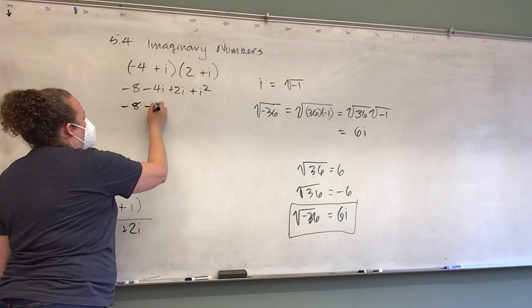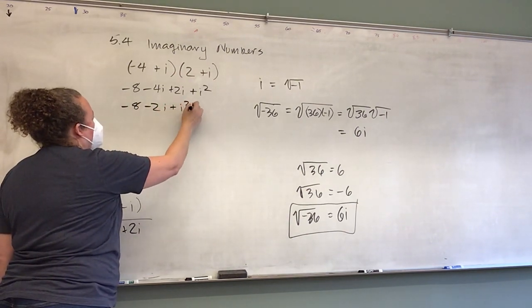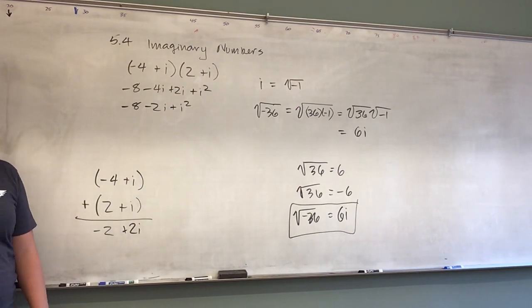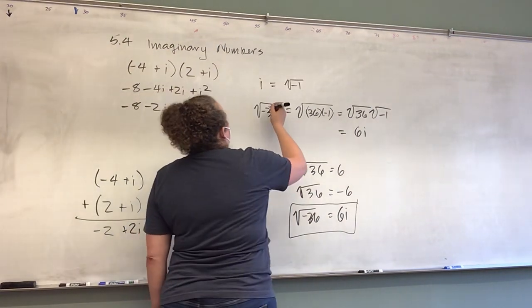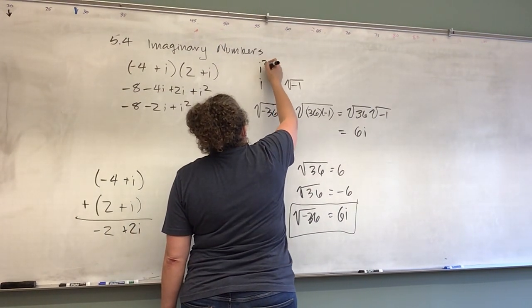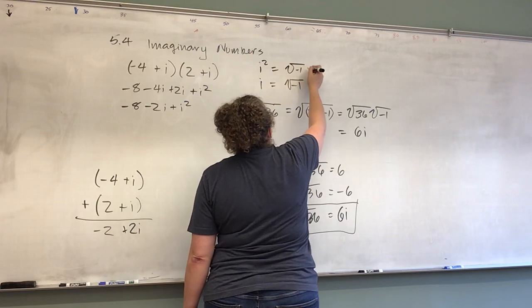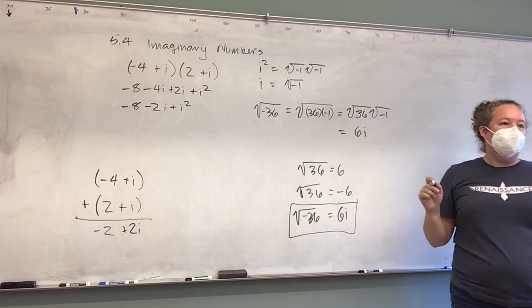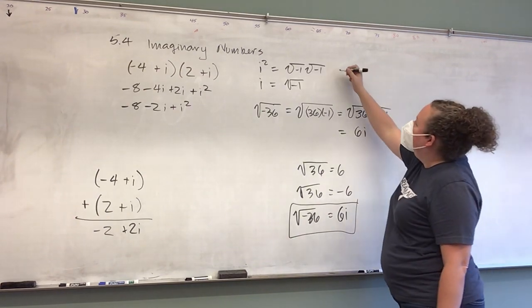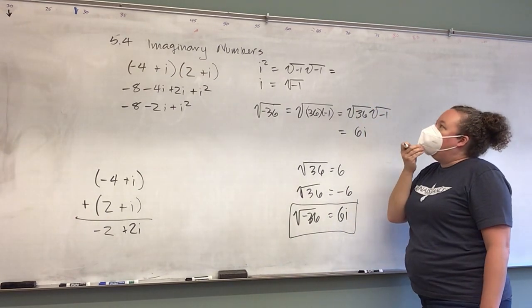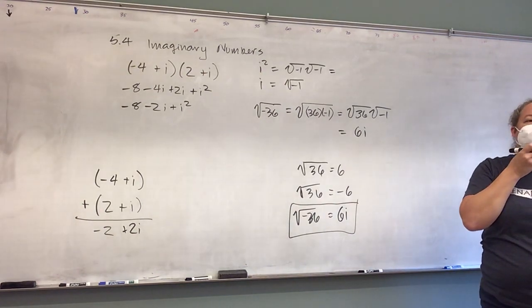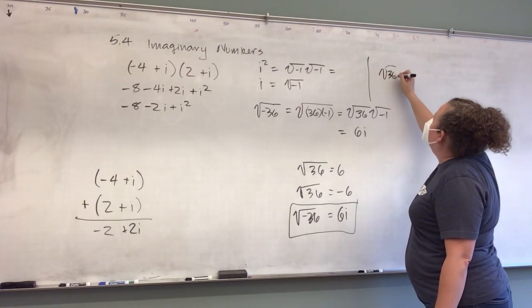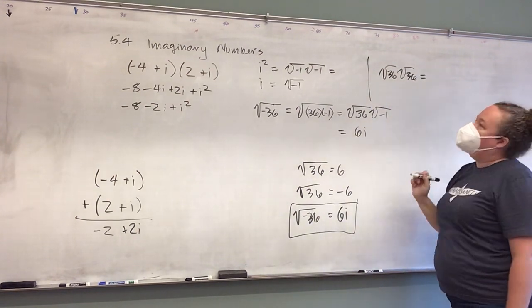So we've got -8 minus 2i plus i squared. Okay, but here's where we're going to have an extra step that we didn't have when we were FOILing. Because i squared is the square root of -1 times the square root of -1. Well, we're not adding them though, we're multiplying them. Let's take a different example. Let's say we multiply the square root of 36 times the square root of 36. What do we get?